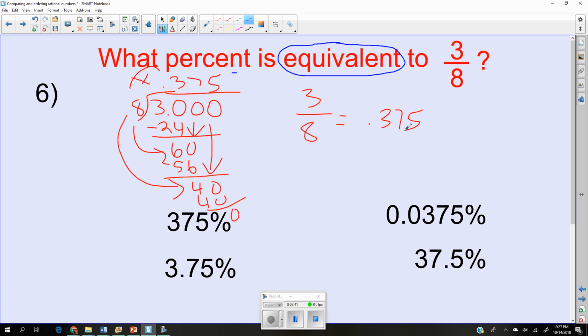And if you remember, all you have to do to change a decimal to percent is move the decimal point over 2 places. 1, 2. So our answer is 37 5/10, which is this one. Okay, so you'll have other problems like this, and you will see a problem like this on your test. Or 2, maybe.